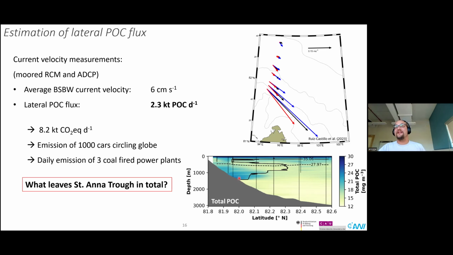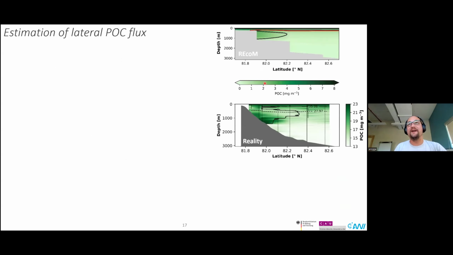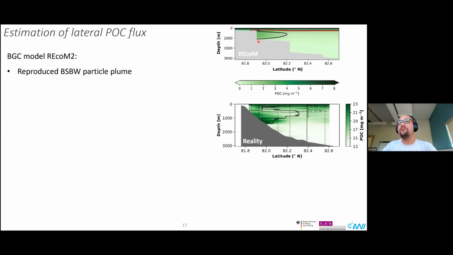However, you have to consider that this is not the shelf slope or the shelf break, right? So there are losses from the Anna Trough towards our transect, and therefore, to really quantify the outflow from the shelf, we applied another model, the biogeochemical model REcoM, which is the regional ecological model. So it consists of phytoplankton, grazers, microbes, and so on. And it's built on top of the ocean model. And first of all, what we saw is that this model is reproducing the plume of POC in the dense water. So this is our real transect again. And this is the model transect.